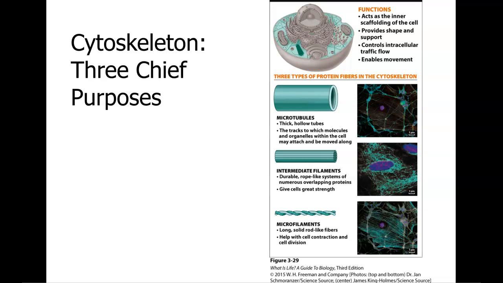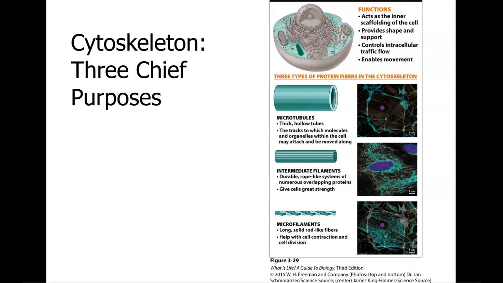With the microtubules, they're going to be the thickest tubules there. They are hollow tubes. They make tracks to which molecules and organelles within the cell may attach themselves and move throughout the cell. Intermediate filaments are going to be the middle-sized filaments. They're durable, rope-like, and very numerous and overlapping. And these are going to give cells the great strength that they have within.